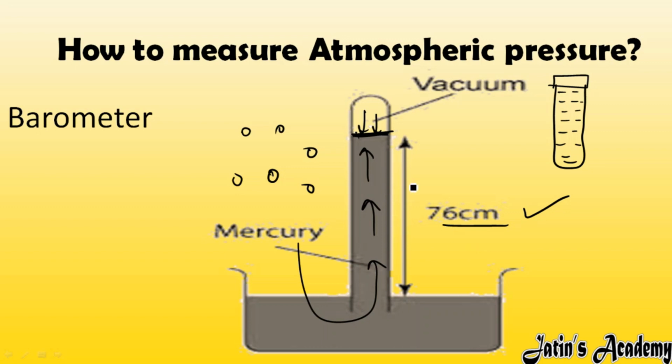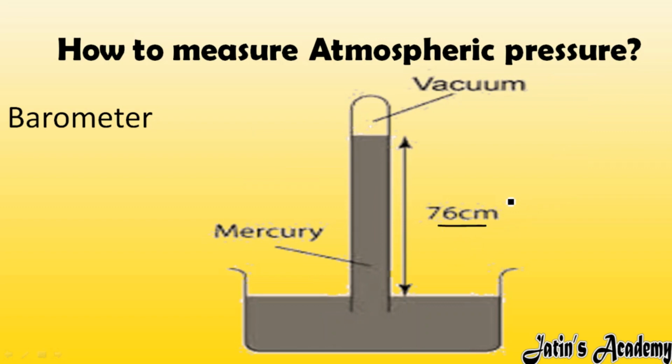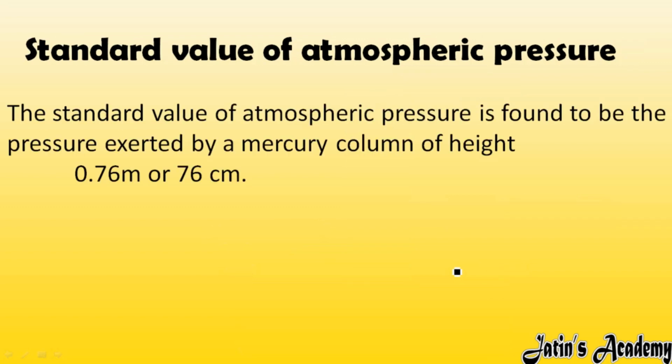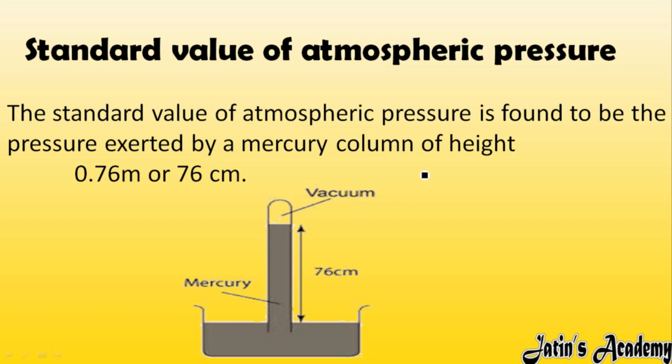So at 76 centimeters, mercury is going to stop at one point. If you want to convert this 76 centimeters into meters, you can write it as 0.76 meter. So the height attained by mercury is this. Now in the next slide, I will tell you how to find the standard atmospheric pressure with this gadget.